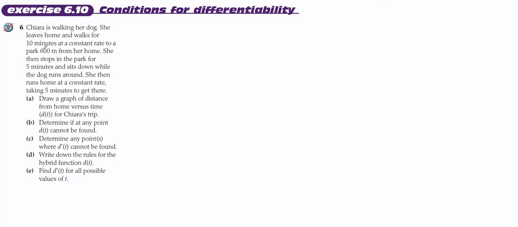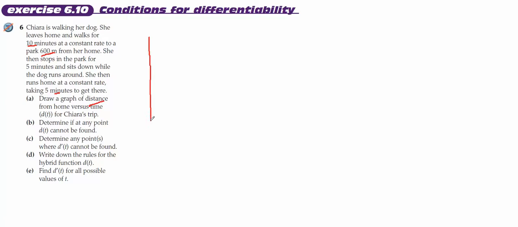So it's the first bit. She ends up 60 metres from home after 10 minutes. She then stops at the park for 5 minutes and sits down while the dog runs around. She then runs home at a constant rate, taking 5 minutes to get there. Draw a distance time graph.